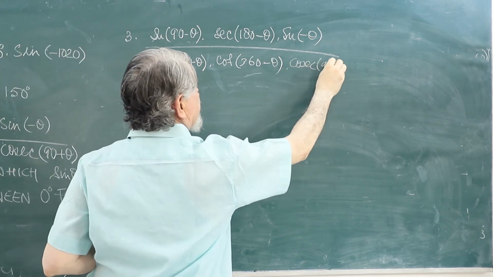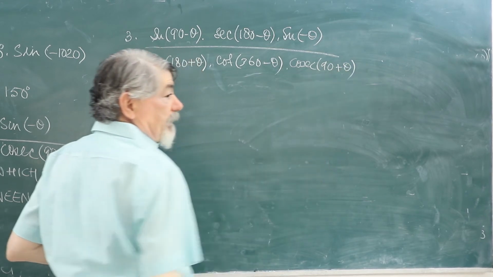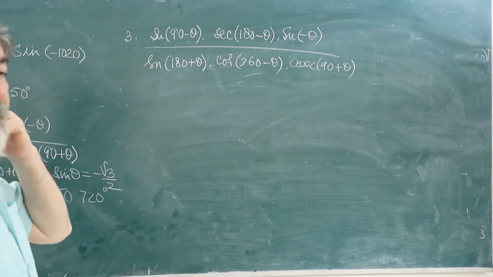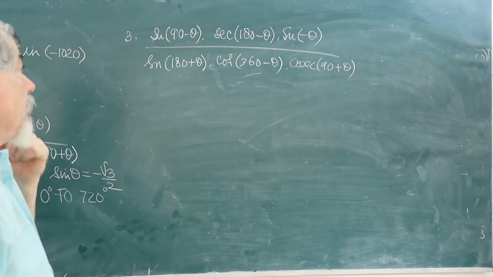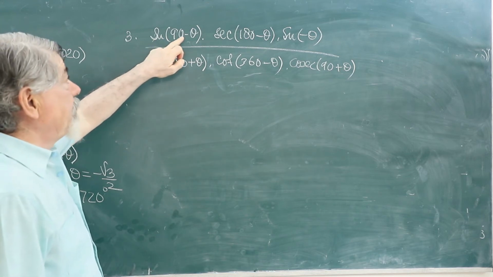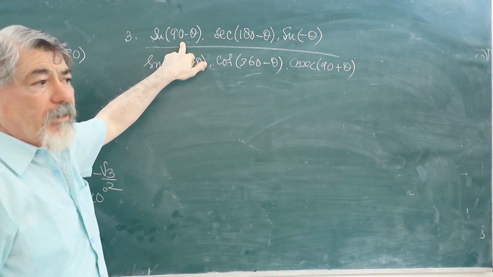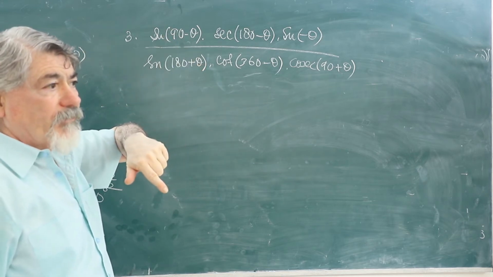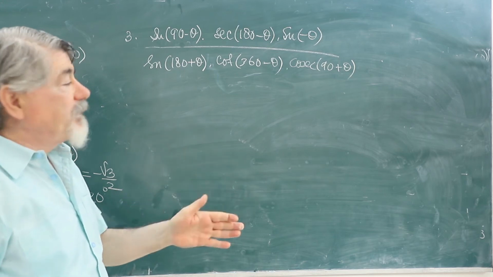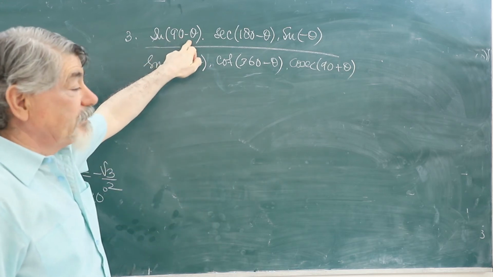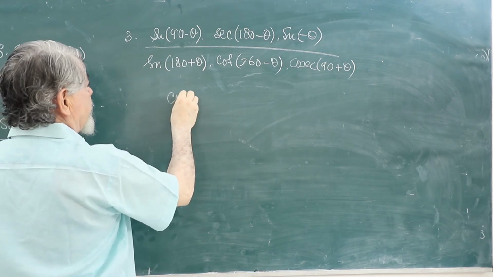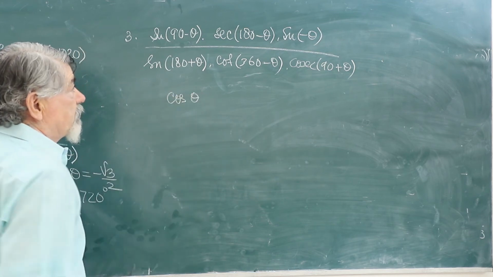These are the basic angles which we taught you in the beginning: 90 plus theta, 90 minus theta, 180 plus theta, 180 minus theta, or sine minus theta. Now we have to see sine 90 minus theta means it is going to be in the first quadrant only, and sine will change to cos because it is 90 minus theta. So it will become cos theta. The first one, sine 90 minus theta, will change to cos theta.